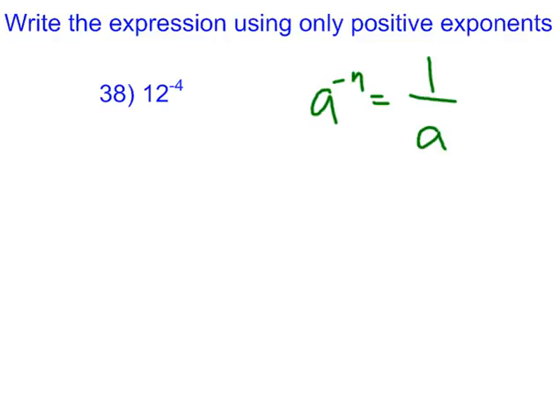All right, problem number 38 is asking us to write the expression using only positive exponents. We are going to use the formula a to the negative n is equal to 1 over a to the positive n. Using this formula, we could write this with positive exponents as 1 over 12 to the positive 4th power.